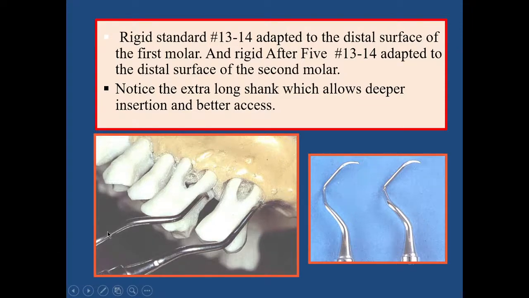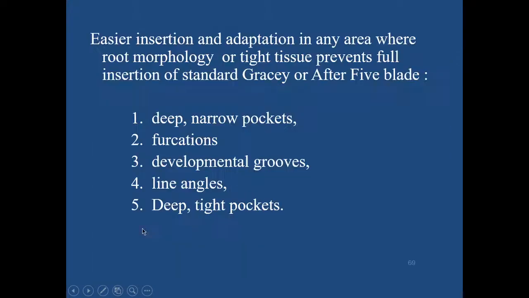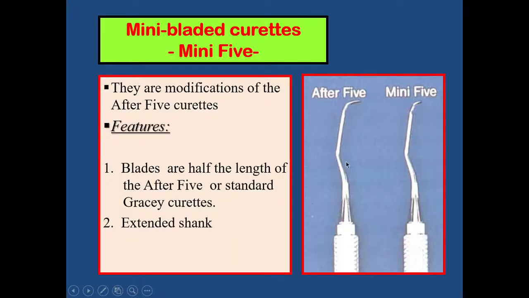Like this, you see that is 13 and 14, and this is the modification of the 13 and 14. It is the same, but the lower shank is much longer to reach the deeper areas. And for deep and narrow pockets, bifurcations, developmental grooves, line angles, and deep and tight pockets, we will use a mini five, or a small blade, to be inserted in the line angles and deep areas, called the mini five.